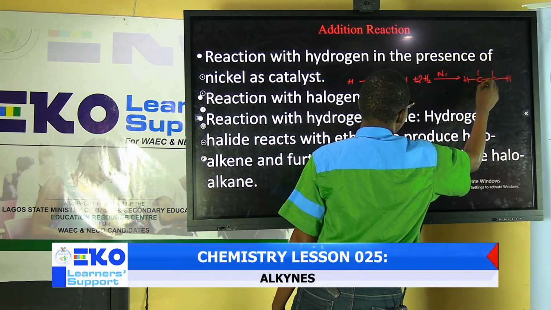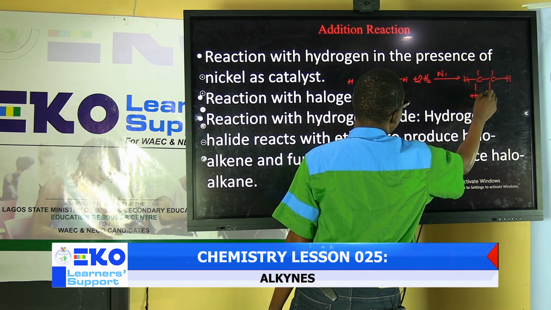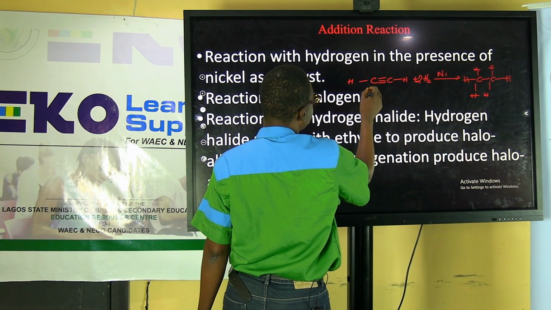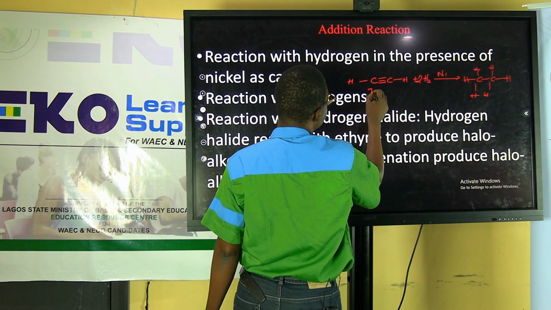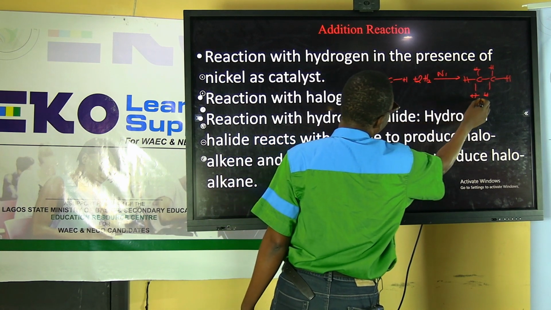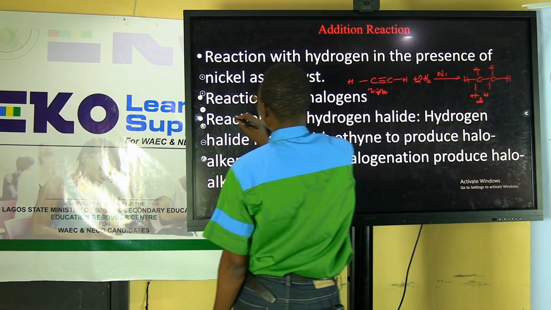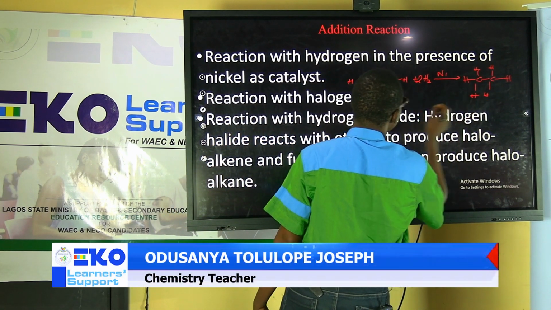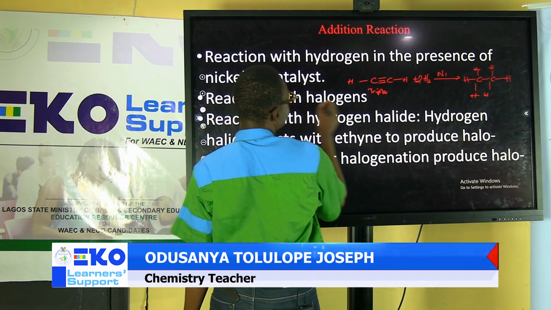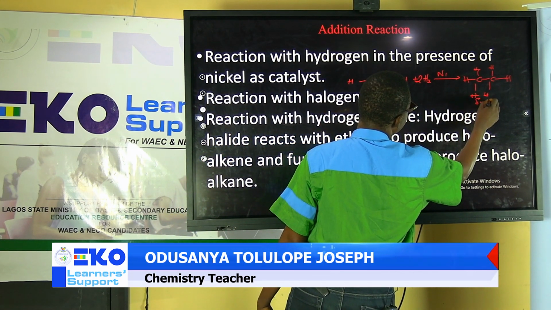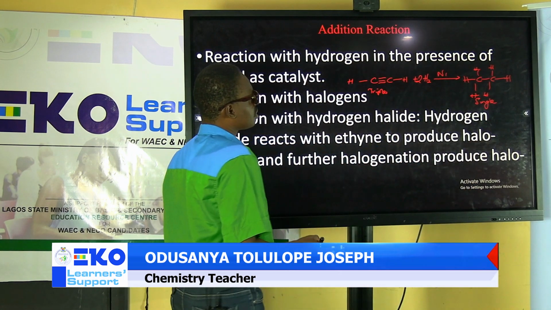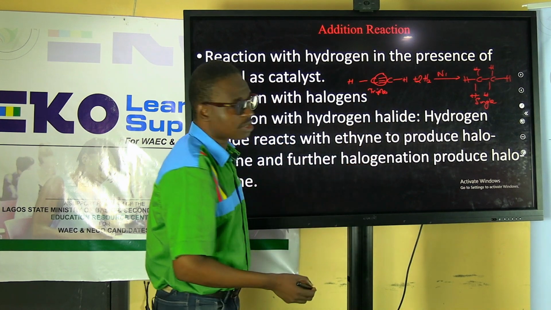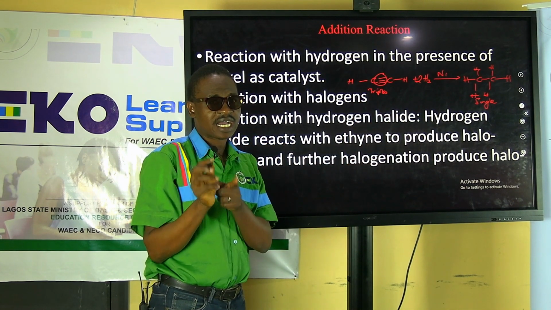So that's 4 available electrons. All the hydrogen will go to the available electrons. So basically you are moving from triple bond to double bond, to single bond. You need to know this. For you to move from triple bond to single bond, you need 2 molecules of that hydrogen gas.